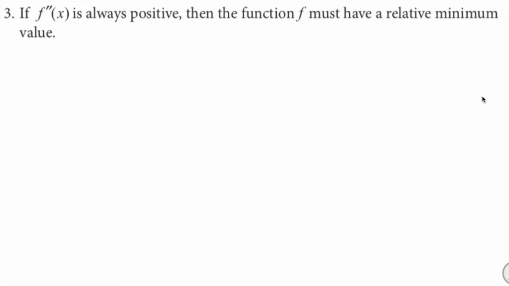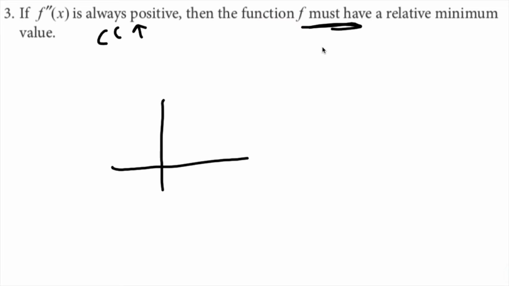All right, number 3: if the second derivative is always positive, then the function f must have a relative min. So let's think about that. If the second derivative is always positive, that means it's concave up. The common misconception here is that we think, okay, if it's concave up, it's got to look like this, right? But that's not always the case. That sometimes is the case, and in this case right here, it does have a relative min, whatever that c value would be.